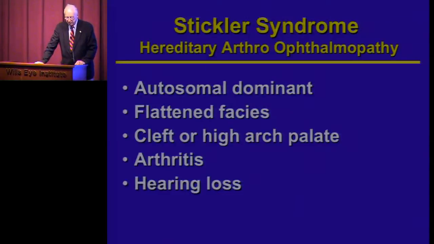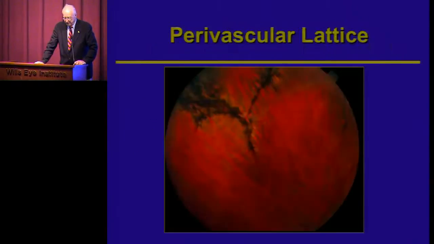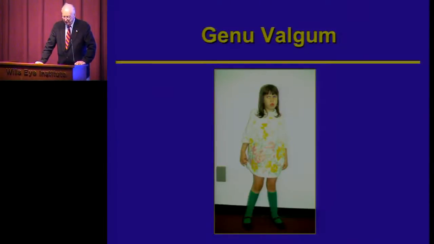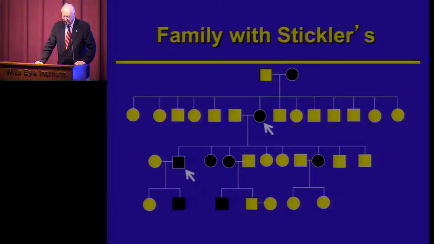Now, Stickler syndrome, I didn't talk about, but you can see here the findings. They have radial lattice, perivascular lattice, very difficult attachments to fix, the flattened faces, myopic, high-arched palates. Here's the mother, aunt with a high-arched palate. Genu valgum, where their knees turn in.